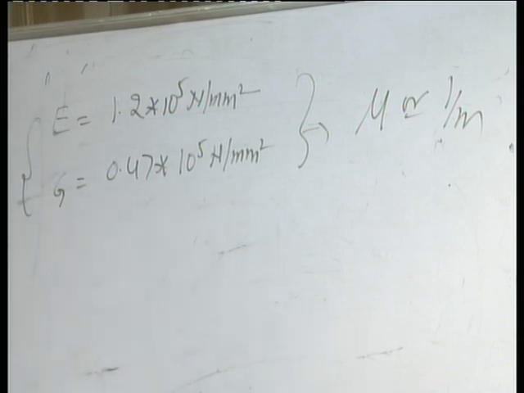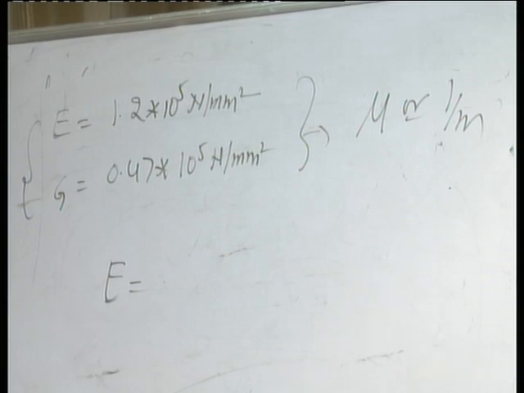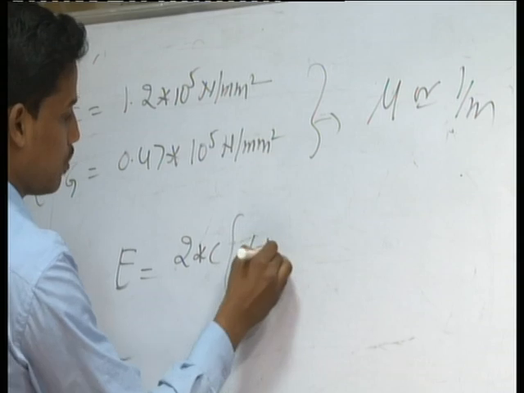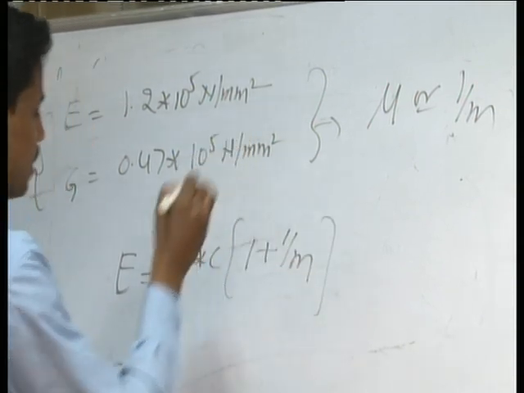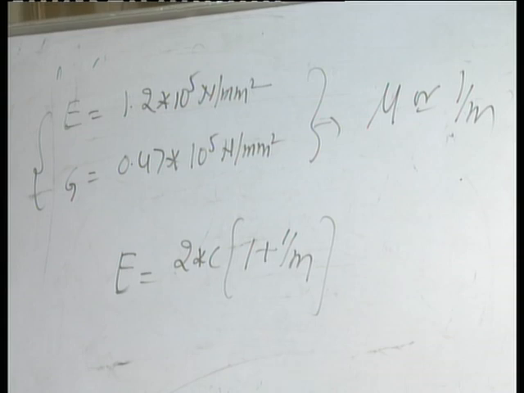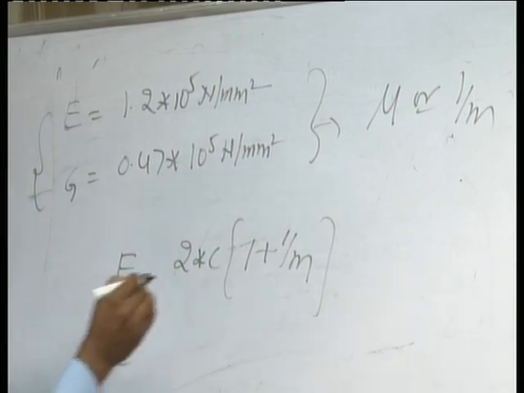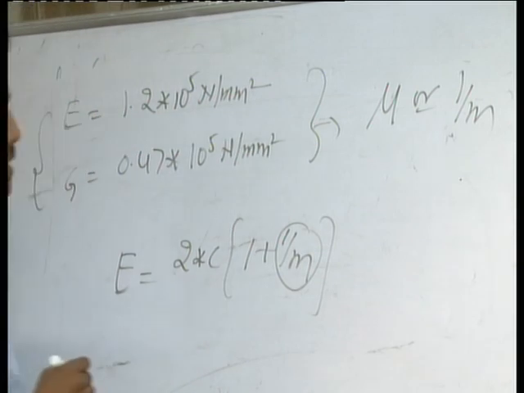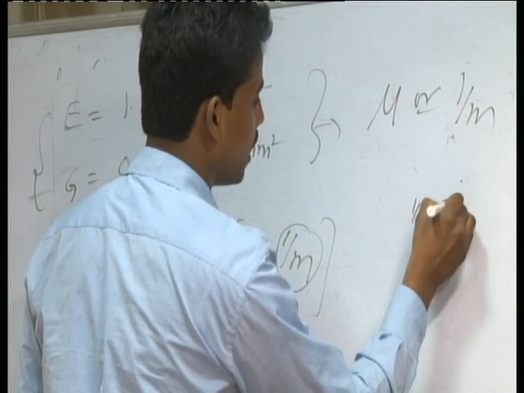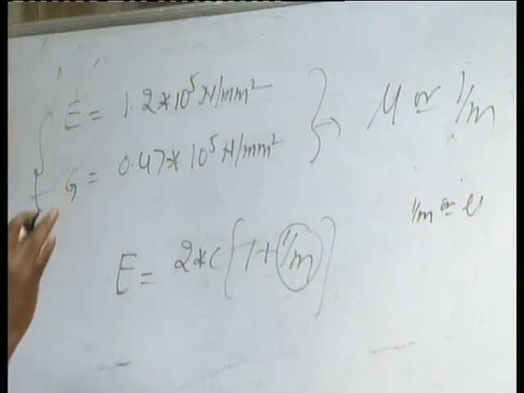We have the relation already told in the theory class. This is a relation between Young's modulus and rigidity modulus: E is equal to 2 into C into (1 plus 1 by m). Here our intention is to calculate 1 by m, that is called mu. We can call it 1 by m or mu. So we have to calculate the Poisson's ratio.